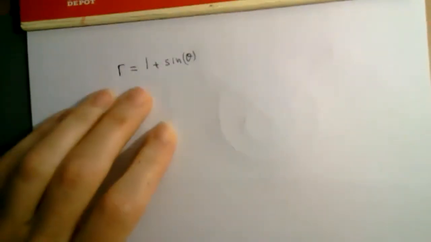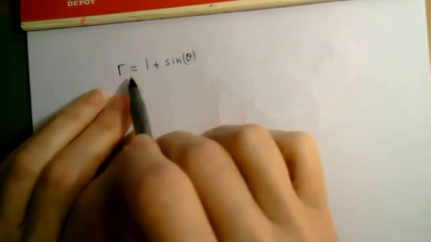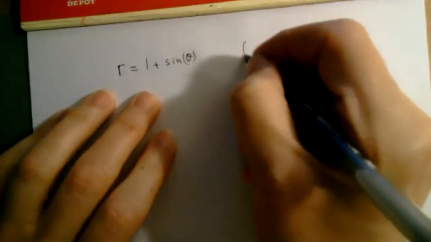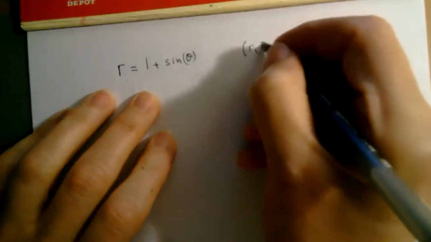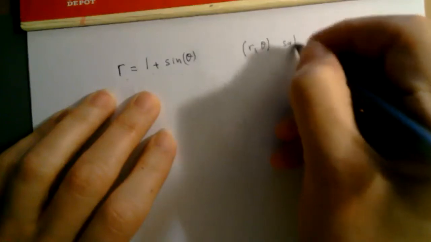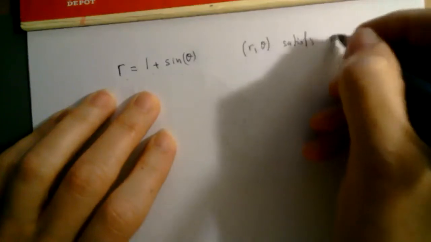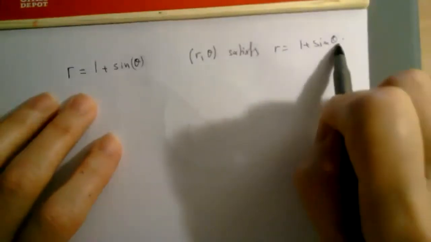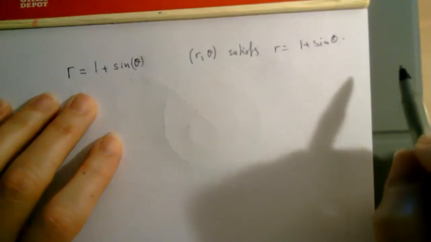Okay, so sketch the curve given by the following polar equation. What does this mean? It means I want to sketch all the points whose polar coordinates, r and theta, satisfy this equation. So whatever theta is, r is 1 plus sine theta.